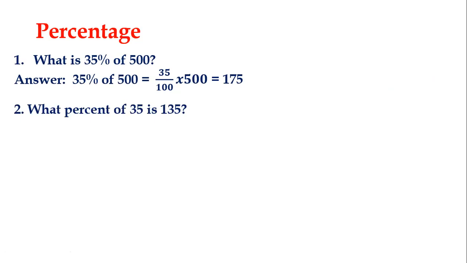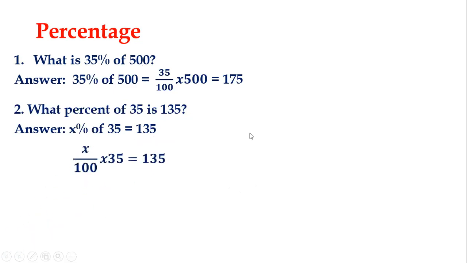The same idea, let me discuss one more problem, but in a different form. What percent of 35 is 135? Here they gave you the percentage and the number, and we found the value. But here they are asking to find the percentage. They gave you the number and they gave you the value. So what is the meaning of this? I am going to take the percentage as X. That means X percent of 35 is 135. How can I write this? This is X divided by 100 multiplied by 35 is 135.